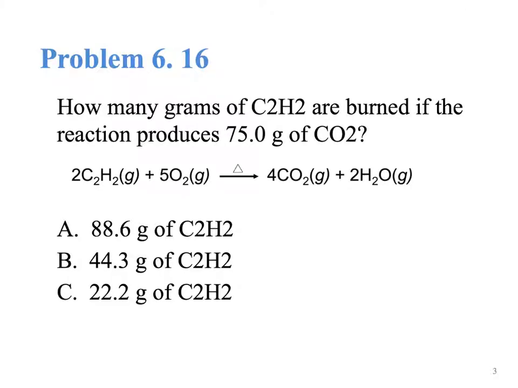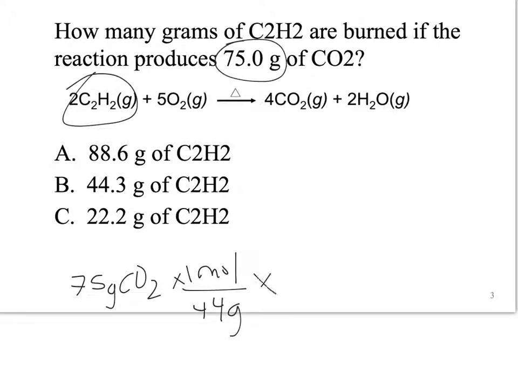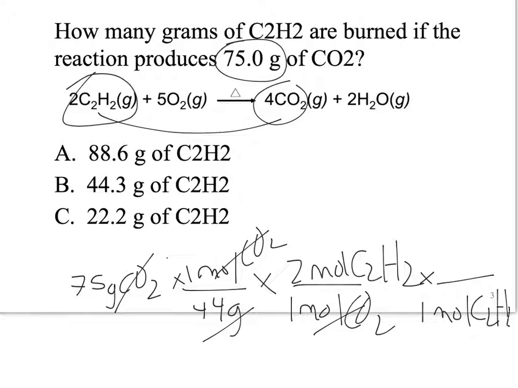Let's go to the next problem. We have 75 grams of CO2, and we want to know how much of this were burned. So we're going to do the same setup using 75 grams of CO2. We're going to convert that to moles. 1 mole, 44 grams. Then we're going to go from moles of CO2 to moles of this. We say 1 mole of CO2, because these are moles of CO2, right? 1 mole of CO2 equals 2 moles of C2H2. They cancel out. And the last step, 1 mole of C2H2 equals 26 grams. And then we do the math. And when we do it, we find out that the answer is C.